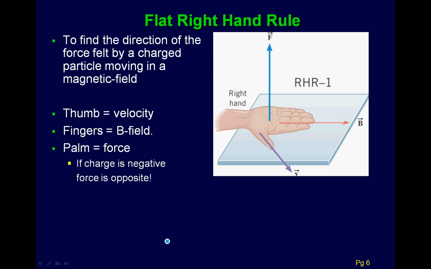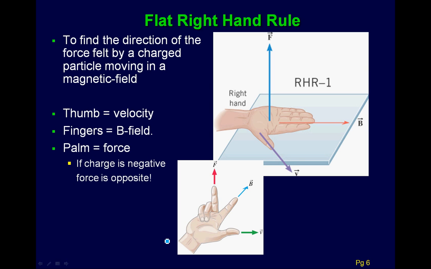What I'm going to use, because I think it will work better in the lecture hall, is a similar version called the flat right hand rule. It's almost the same thing. Your thumb is the velocity, your fingers are the B field, so that's consistent, but then it's your palm that shows the direction of the force. So it's very similar, it's just your hand is flat instead of with your middle finger sticking up.